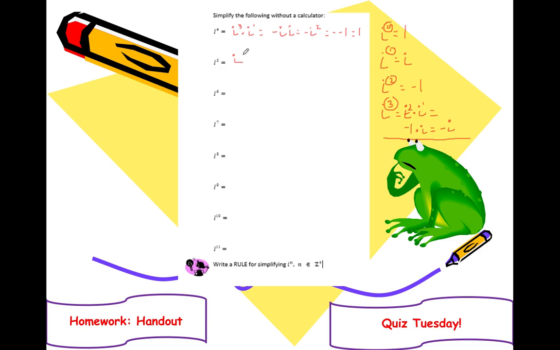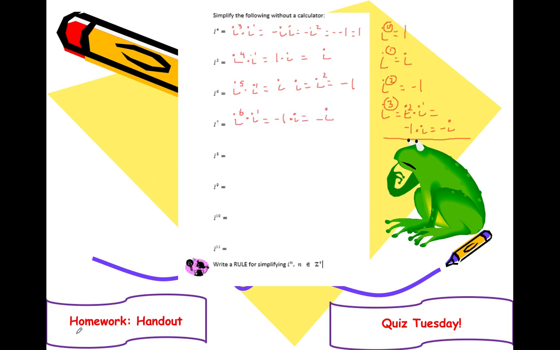How about i to the 5th? Well, that is i to the 4th times i to the 1st. But i to the 4th, we just found out, was 1, times i, which is i. i to the 6th is i to the 5th times i. i to the 5th was i, times i, which is i squared, but i squared is -1. i to the 7th is i to the 6th times i to the 1st, which is the -1 from the previous step, times i, which is -i.